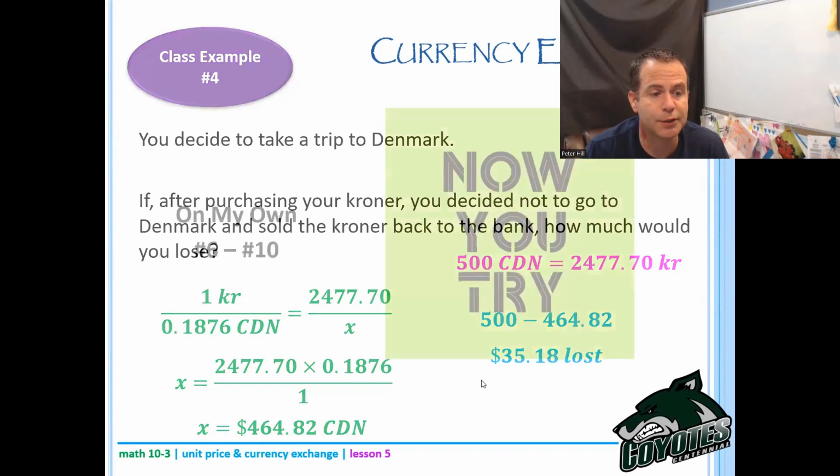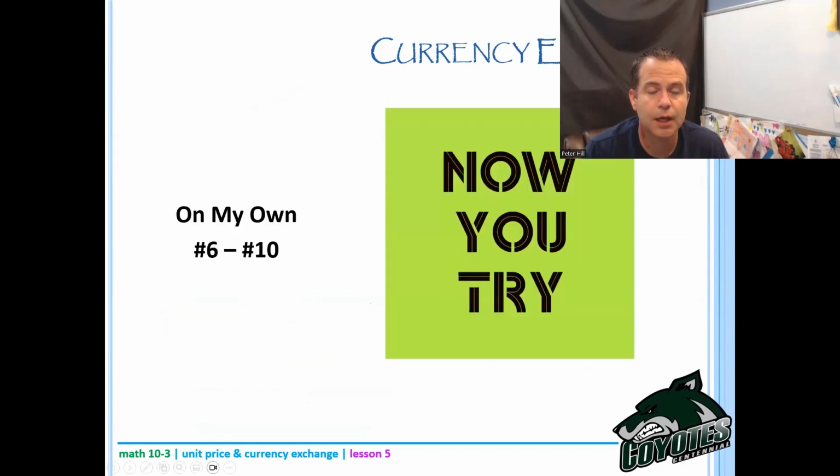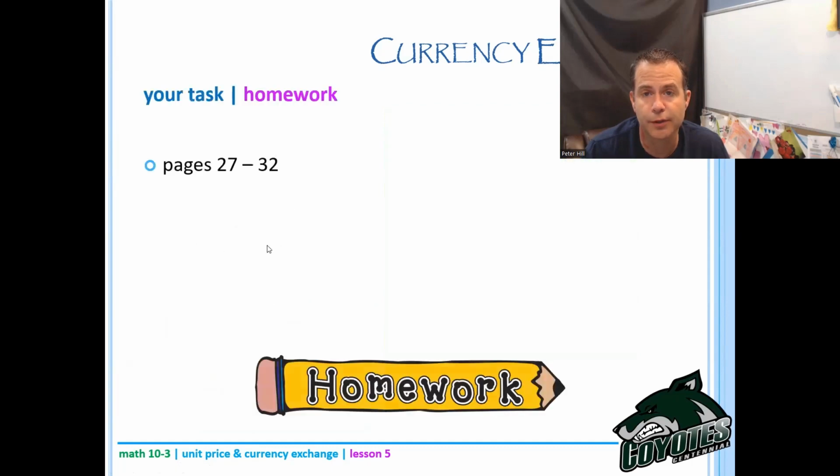Okay, awesome. So now you are gonna check out the On My Own number 6 to 10, and that's gonna finish this lesson, okay? So once all that's done and you've checked your answers in the back of the lesson, you should have now completed pages 27 to 32 for this lesson. And that actually is going to finish our unit, which means now we will be preparing together for a little assessment to test your knowledge of the unit, okay?